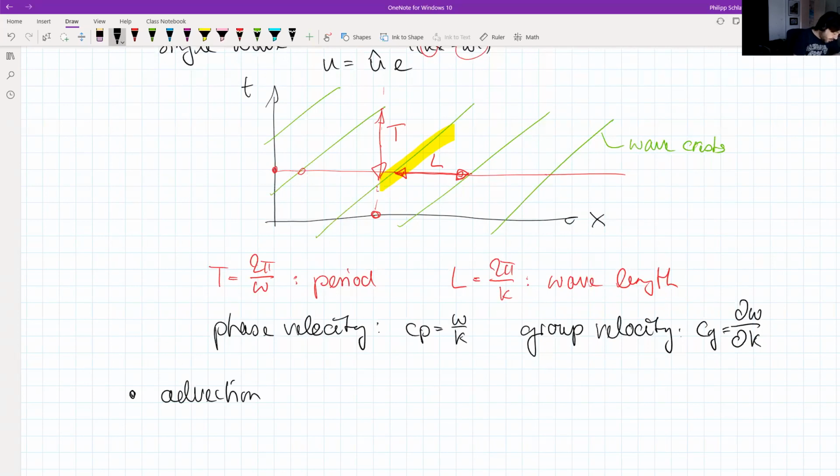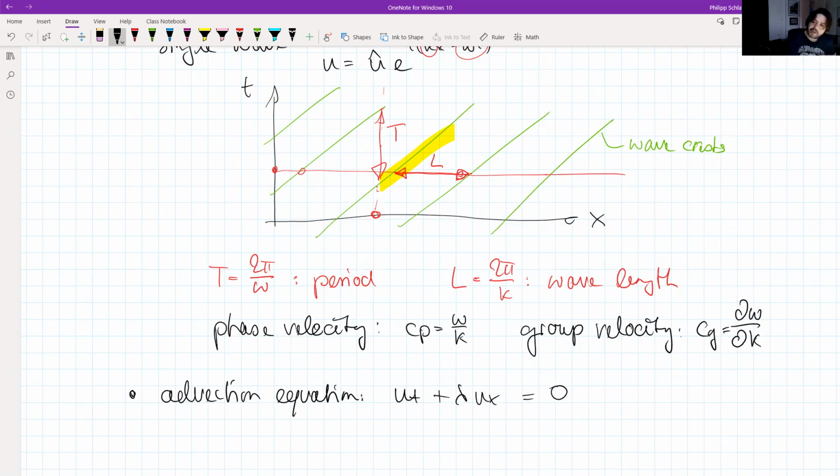So we start with the advection equation, and the advection equation, of course, is u_t plus lambda times u_x. Here I take lambda because that's maybe the slope of the characteristics, but I could take my typical a here as well if I wanted.